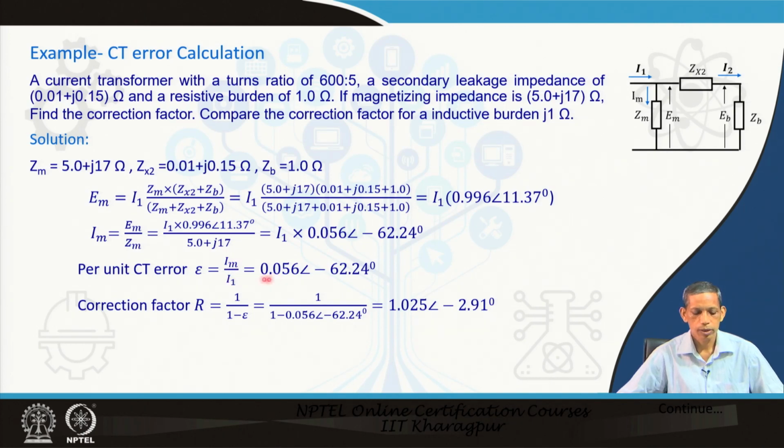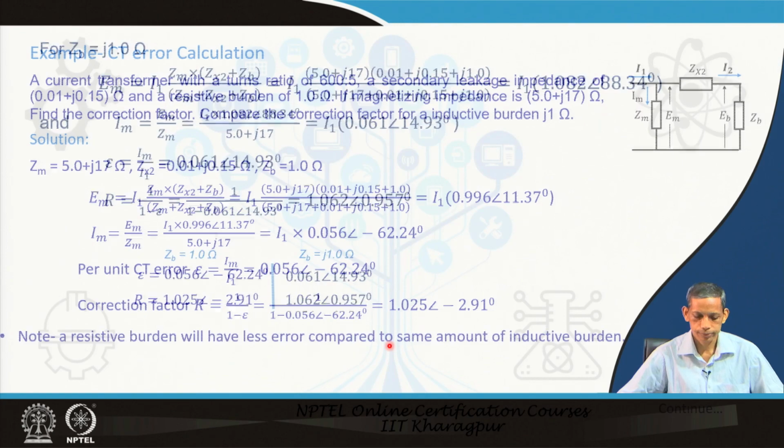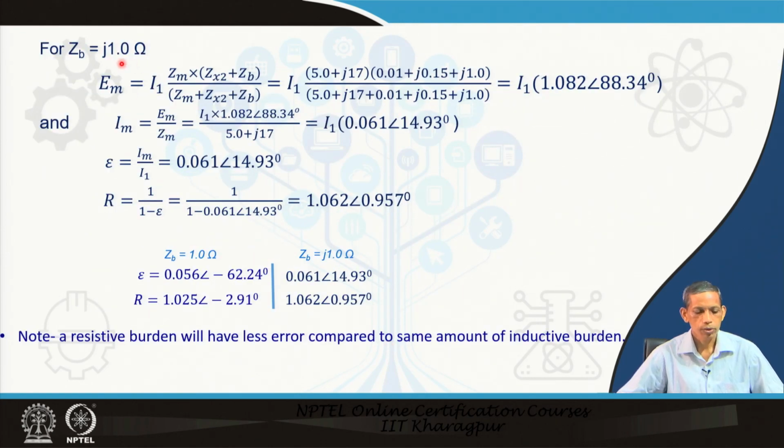So, we got epsilon to be 0.056 with an angle of minus 62.24 degrees. Correction factor R equals 1 upon 1 minus epsilon gives you 1.025 with angle 2.91. So, we multiply this to the I 2 that the relay will see, and then you can get the correct value of I 1. Now, for the inductive load of 1 ohm, if you substitute the same, only this changed value is here. So, E m becomes I 1 into this, and you get the corresponding epsilon for this case to be 0.061 with an angle of 14.93 degrees.